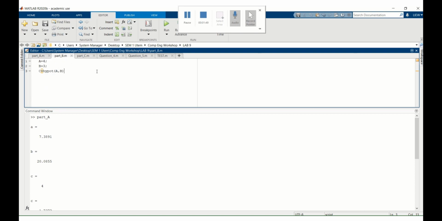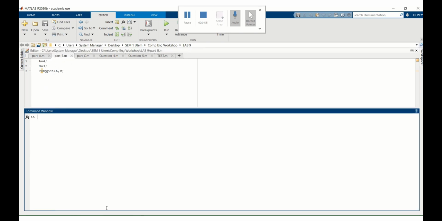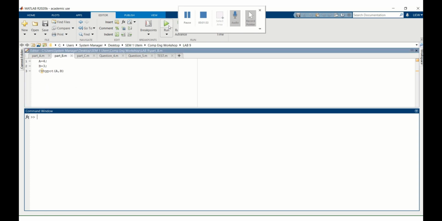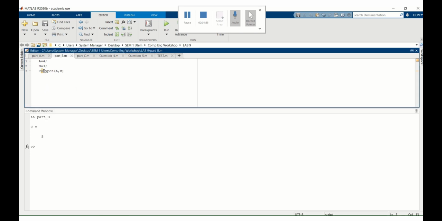And then for part B, it asks to find the hypotenuse. So we use the function hypot, and then the values of A and B are given. So the answer will be 5.